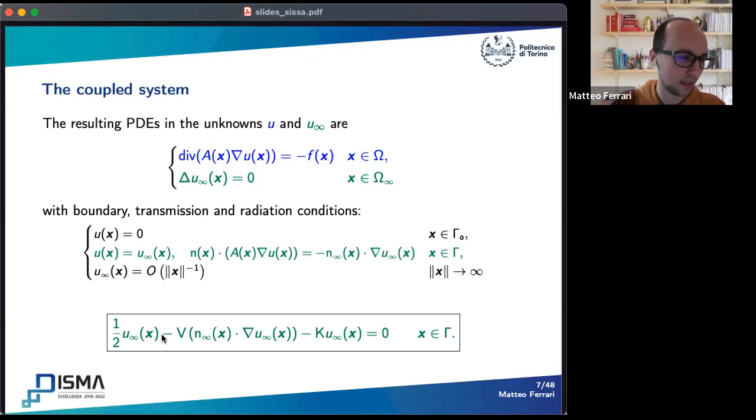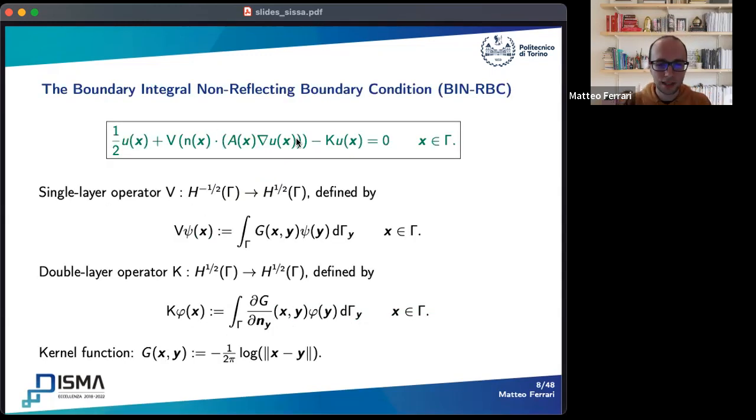So before defining this V and this K, let's just do a manipulation. We use this transmission condition to rewrite this in this way. This is really my one equation I consider. And now V and K. V is the single layer operator, very common in the boundary element.